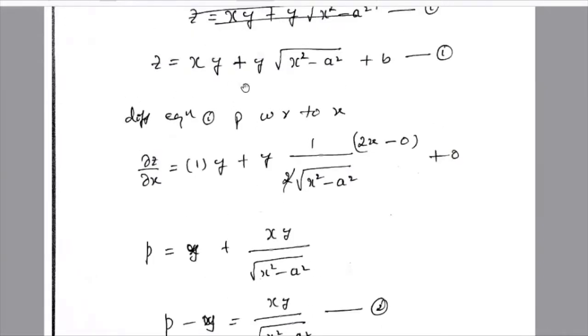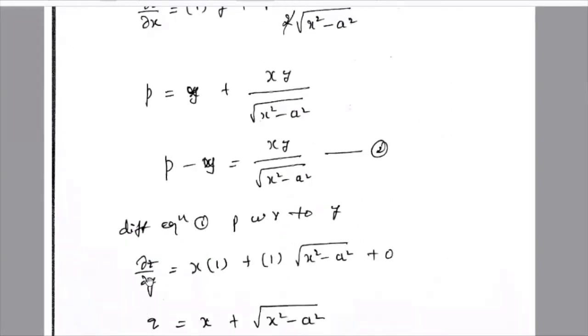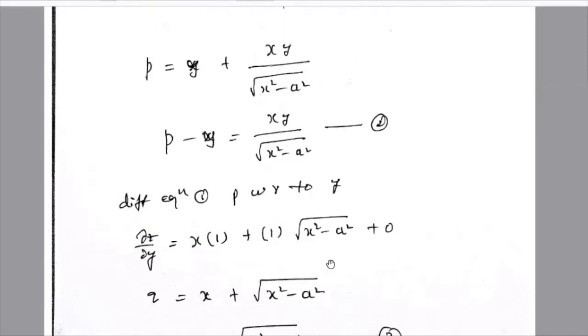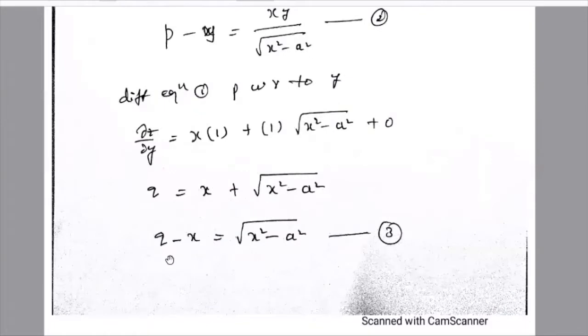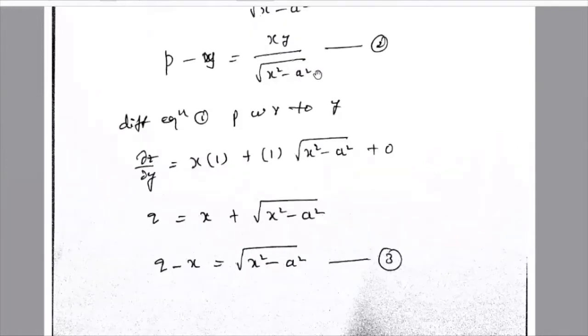So now we'll differentiate this with respect to y. When you differentiate with respect to y, we'll treat this x as a constant and this root is also a constant. So therefore, dou z by dou y: x into y derivative is 1, plus y derivative is 1 into square root of x square minus a square. Now dou z by dou y is q equals x plus square root of x square minus a square. Take x to the left hand side, that is q minus x is equals to square root of x square minus a square.